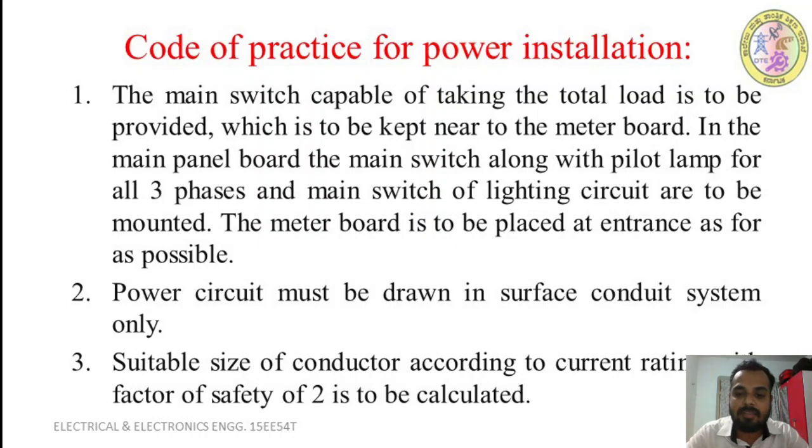The second code of practice: the power circuit must be drawn in the surface conduit system only. Here we are not going to do any concealed conduit system; we are going only for the surface conduit system. A suitable size of conductor according to the current rating, with a factor of safety of 2, is to be calculated. The size of the conductor depends on the rating of each machine, and while calculating it we have to calculate the current rating of each machine with a factor of safety. Here we are considering 2, as we used in the lighting installations.